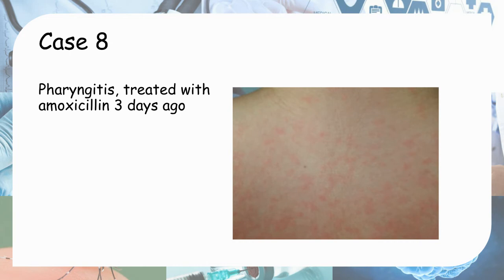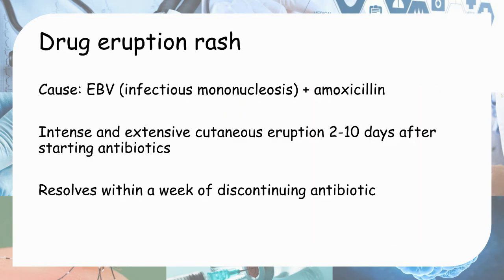Case 8, pharyngitis. It was treated. So this patient had pharyngitis. He was treated with amoxicillin 3 days ago. Then suddenly a rash appeared. So what's this? It's a drug eruption rash.